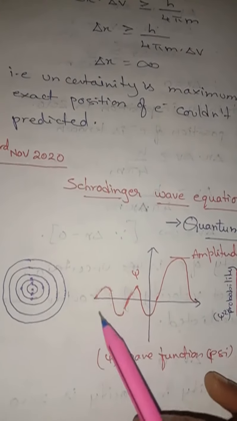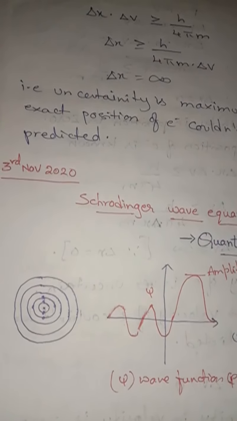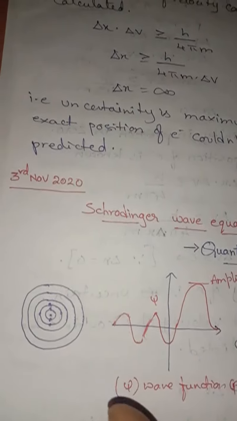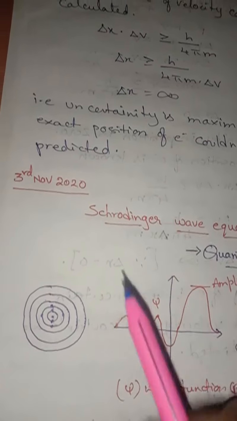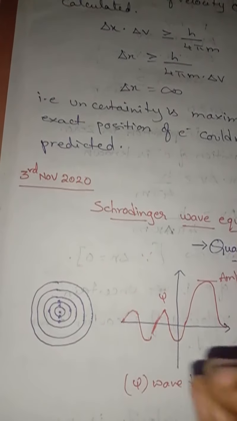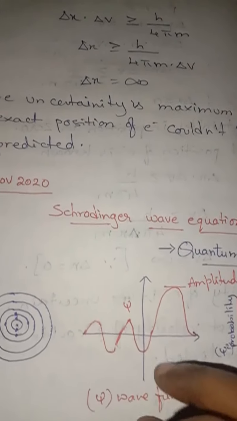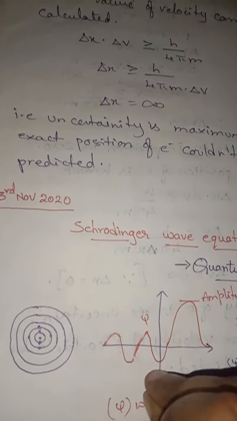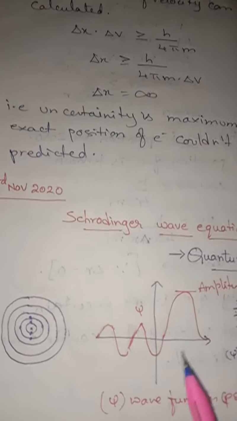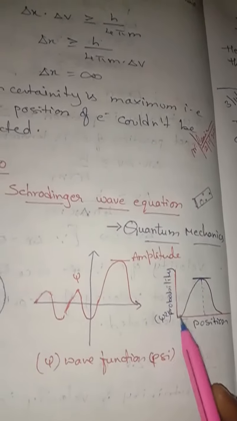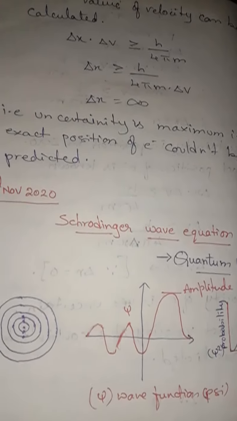So the path of an electron can never be determined accurately. We cannot find it accurately. Therefore, we find only the probability of an electron at different points in space around the nucleus. So there is no accuracy in finding the position of an electron. The path of an electron can never be determined accurately, therefore we will find only the probability of an electron at different points in space around the nucleus.